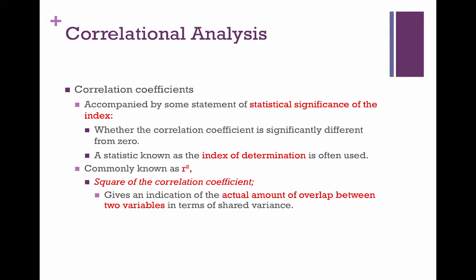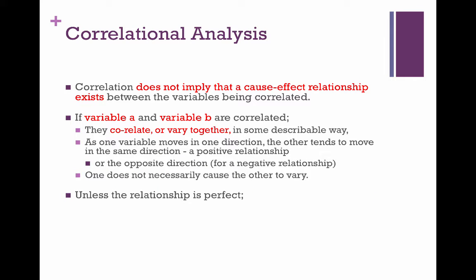Correlation coefficients are accompanied by some statement of statistical significance of the index, whether the correlation coefficient is significantly different from 0. And this is a statistic known as the index of determination, or R squared. The square of the correlation coefficient gives an indication of the actual amount of overlap between the two variables in terms of shared variance. With correlational analysis, remember we're not applying cause and effect. That would be with inferential analysis, which we'll talk about next chapter.